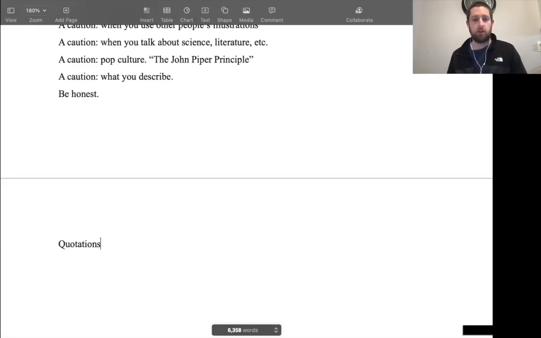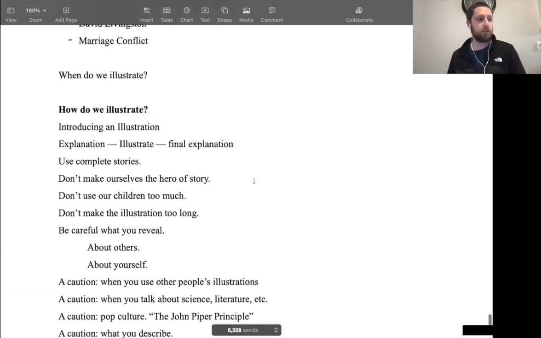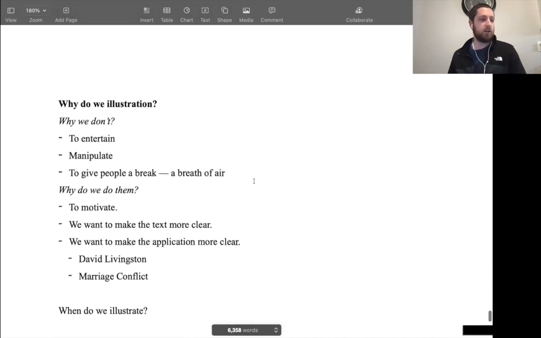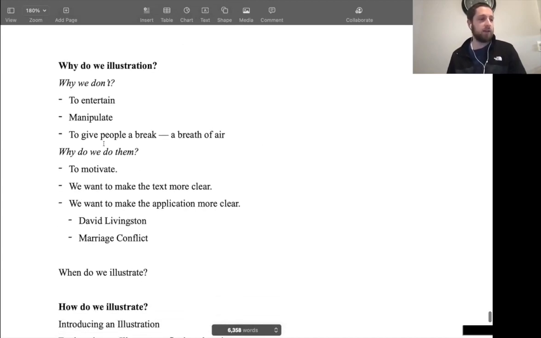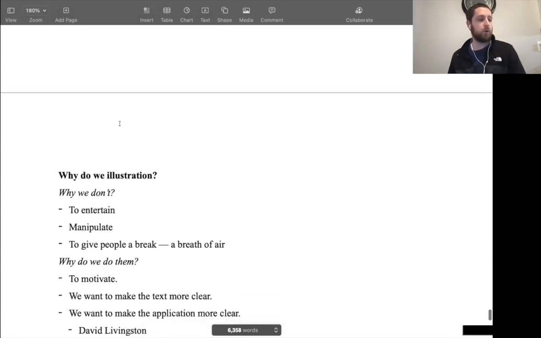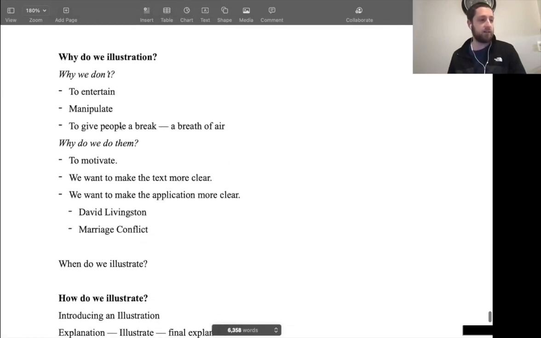So those are the big ideas. How to illustrate. The main thing you want to take away is you illustrate for the purpose of explaining the text or giving an example of the application. That's what you're doing. Illustrations serve your explanation, and illustrations serve your application. Any more questions on that before we move to our workshop on illustrations?